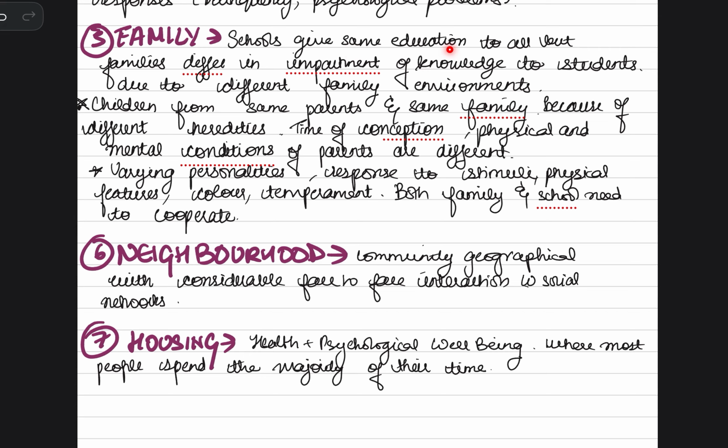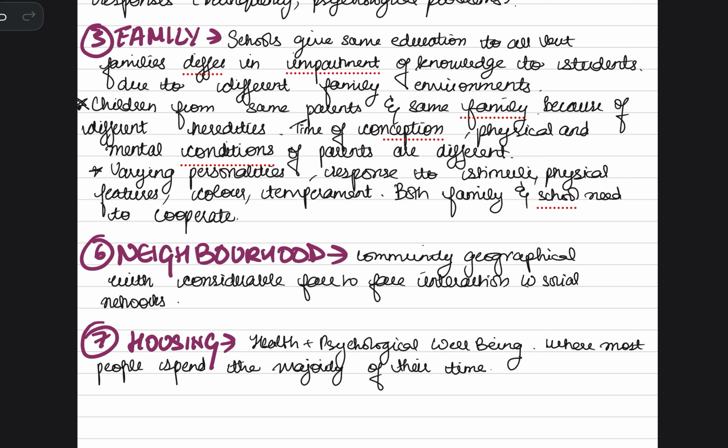Schools give the same education to all, but families differ in their environment. Basically, children from the same parents and the same family are sometimes very different from each other. They look different, they have different genes, they have different hereditary characteristics. Sometimes that's because at the time of conception, the physical and mental conditions of the mothers and parents are different.